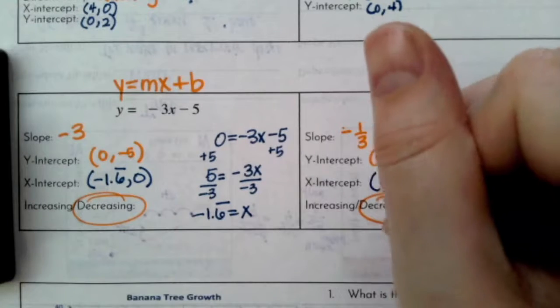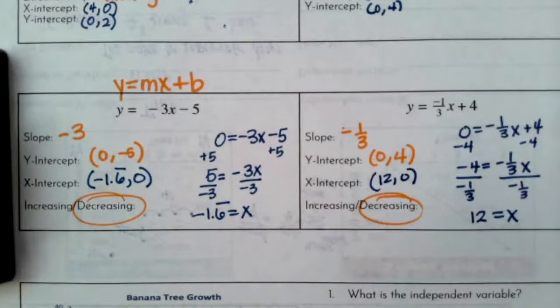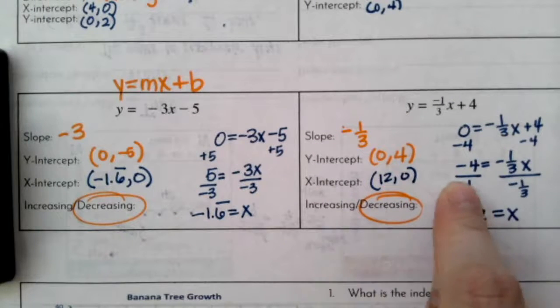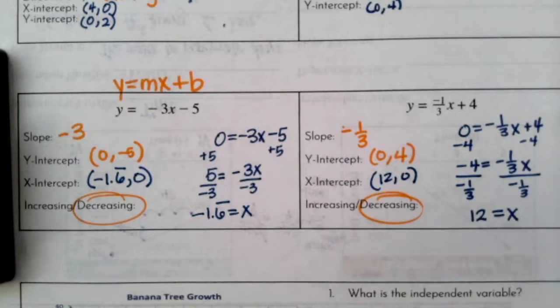And so my x-intercept is 12, 0. So don't get nervous about fractions, just type them in parentheses and you will be just fine.